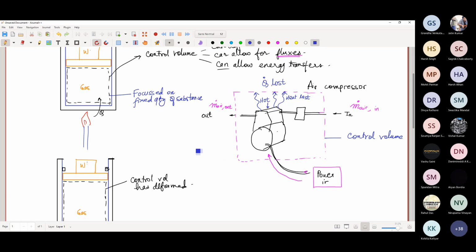By virtue of having focused on a fixed quantity of substance, the control volume does need to deform in order to still capture all the same substance when the pressure changes or the temperature changes or the volume changes. But here there is no such restriction. The first approach is more commonly called the control mass approach, while the second approach is known as the control volume approach. But both can be broadly classified as control volumes.